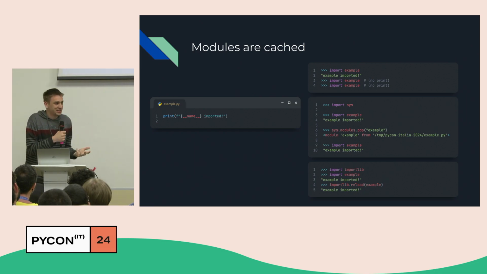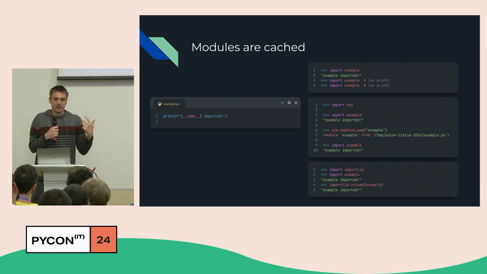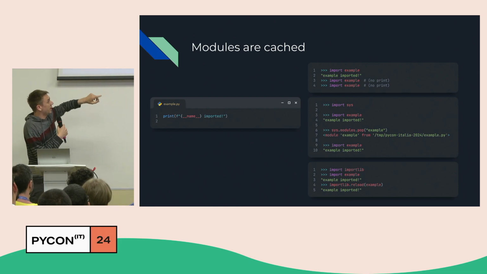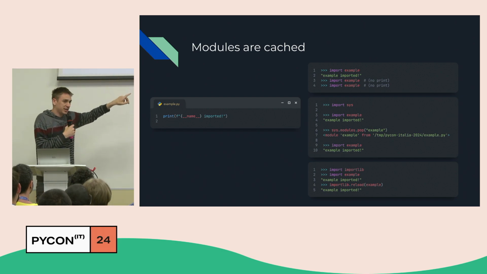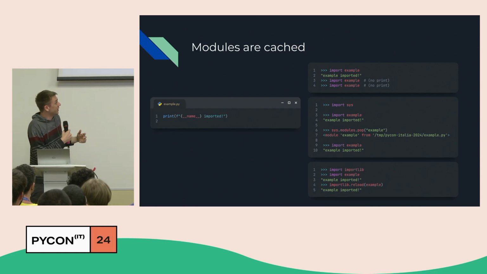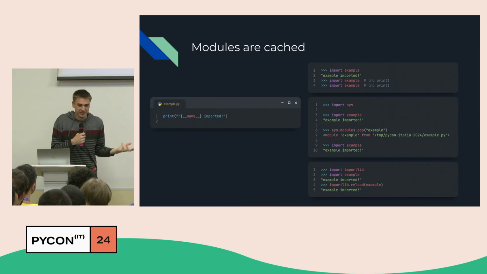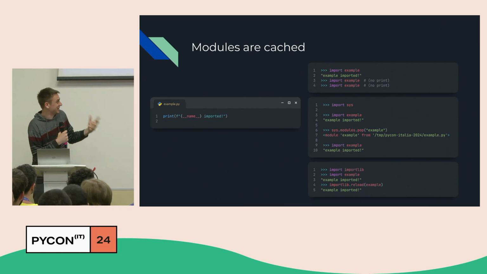Modules are also cached. When you import a module once, the next time you import it, it's going to be reused. It's coming from a sys.modules dictionary, and if you pop from the dictionary, you can force it to re-import the next time you use the import keyword. And inside importlib is a dedicated reload function, which you should use instead of touching the sys.modules cache.